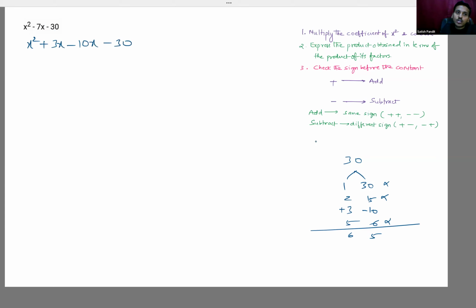You take common from the first two and write the bracket thing once again. Think of one number, that number is minus 10. So x plus 3 into x minus 10. Clear? It's so simple, so simple. x plus 3 into x minus 10. Okay. Fine, let's do the next question.